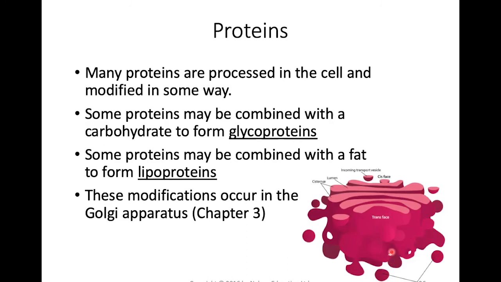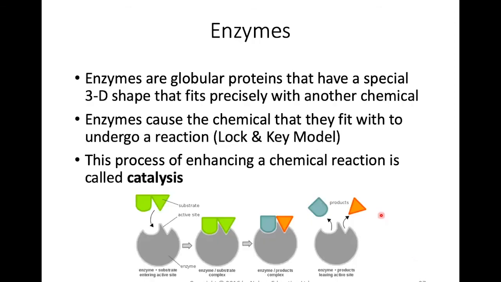So with a glycoprotein, you'd simply be adding a carbohydrate, attaching that to the protein. And with a lipoprotein, you'd be adding lipids or fats. Now, as we mentioned before, enzymes are the functional proteins that have a specific shape that allows them to fit precisely with some other molecule.